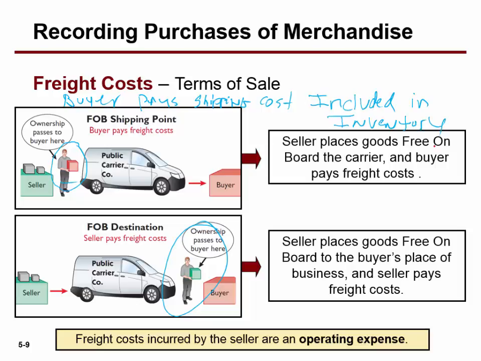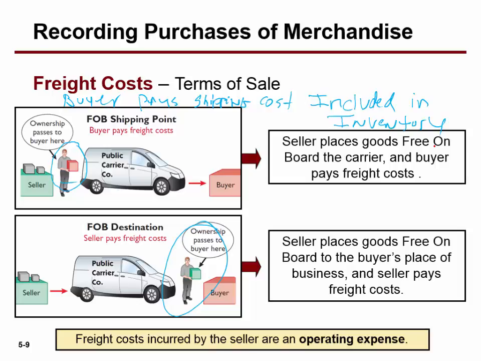If it's free on board shipping point, who pays the freight? The purchaser, the buyer pays the freight, and those costs are included as part of my inventory. Any cost that you have to pay to get an asset to where you can use it, is inventory an asset?